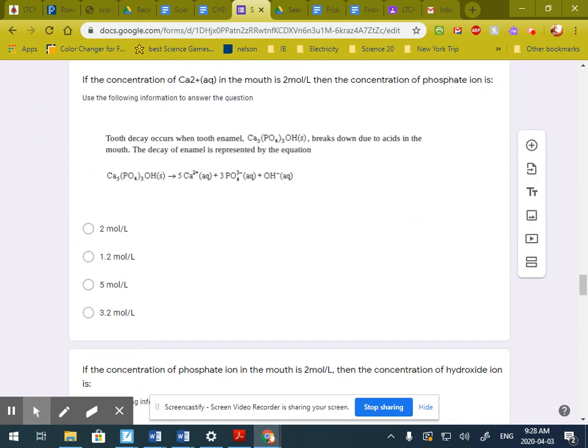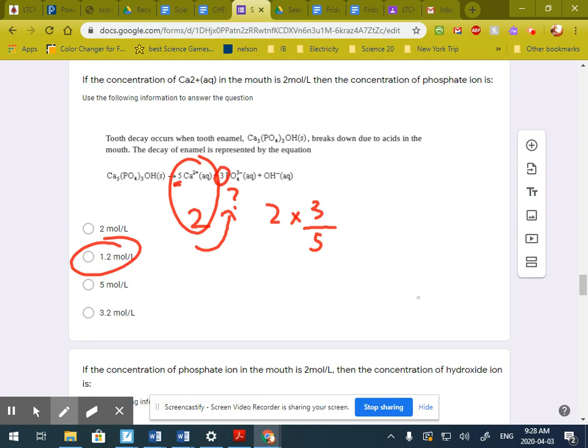Okay, tooth decay question. This is a mole ratio question. So it says we have 2 moles of calcium, and we want to find the phosphate ion. So we times by where we're going, 2 times 3, because that's what it's balanced for, divided by where we've been, 5. So I started at calcium ion, I'm going to the phosphate ion, that's 3 over 5. 2 times 3 divided by 5 gives me 1.2. Times by where you're going, divide by where you've been.